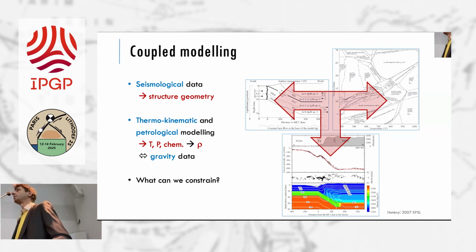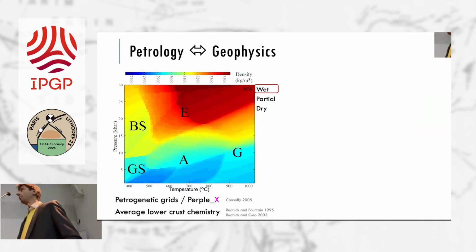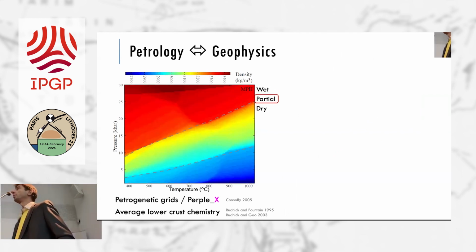So what can we do with this kind of joint modeling? For the lower crust, I have to say that we have tried different grids, and the composition was the same. It was average lower crustal chemistry from Rudnick and Fountain, but we tried three different water contents. The first was a fully hydrated model in which all the water is there to produce all the hydrous phases, and you can recognize from density all the major metamorphic facies: blueschist, greenschist, amphibolite, granulite, and eclogite with high densities. A second model was a partially hydrated model in which the limited amount of water made garnet stable at lower temperatures.